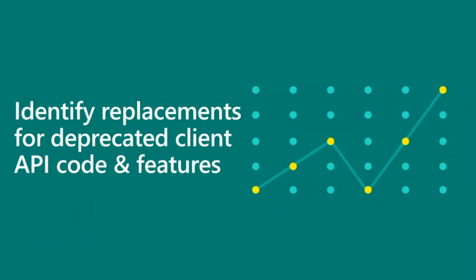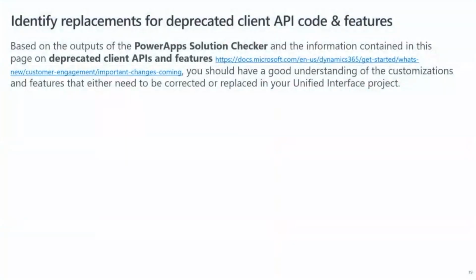Now, identifying replacements for deprecated client API code and features. So to do that, you should have some inputs coming from the Power Apps Solution Checker, and also from the information contained in this page on deprecated client API and features, which is on Microsoft Docs. You should already have a good understanding of the customizations and features that either need to be corrected or replaced in your unified interface project.